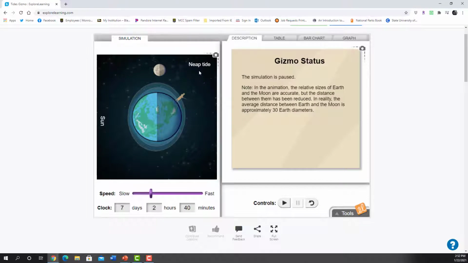Neap tide is when the sun and the moon are pulling in opposing directions. So spring tide is when the sun and the moon and the earth are all aligned, and the sun and the moon are both pulling in the same direction. Neap tide is when they're pulling in opposite directions. As we speed this up a little bit, you're going to see that when the sun is pulling this direction and the moon is pulling this direction, we're going to go back into another spring tide. Slowly.